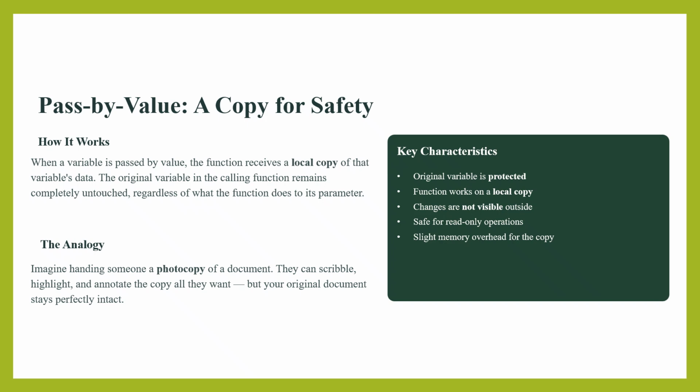Pass by value, a copy for safety. So pass by value is the default mechanism in C. When a variable is passed, a separate copy is created. The function operates only on this copy. So the step-by-step working procedure is: the caller sends the value, the function creates a new variable, the copy is stored in a different memory location, and any changes remain local.